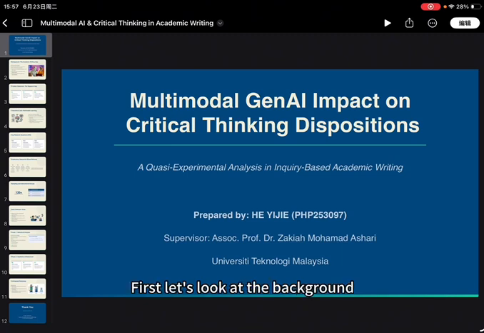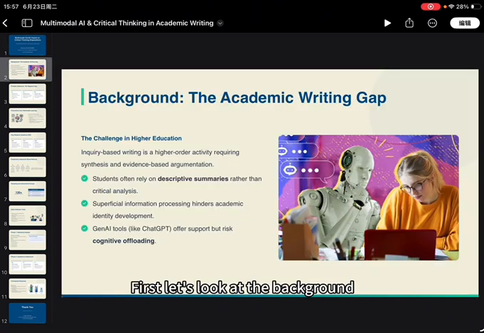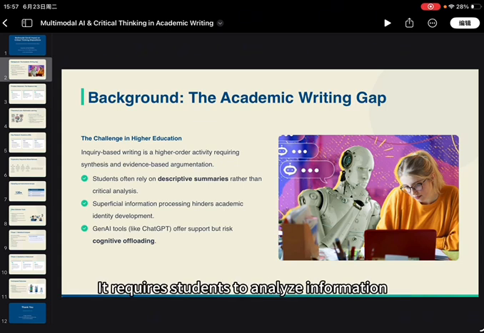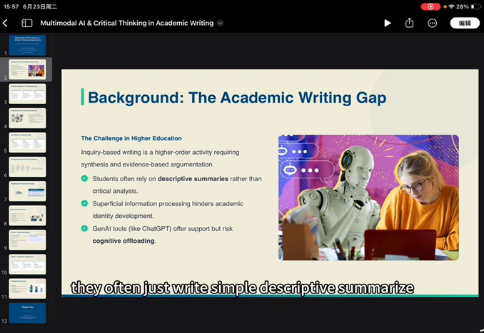Let's begin. First, let's look at the background. In higher education, inquiry-based academic writing is very important. It requires students to analyze information, connect ideas, and build strong evidence-based arguments. However, we see a big gap here. Many students struggle with this. Instead of critical analysis, they often just write simple, descriptive summaries.